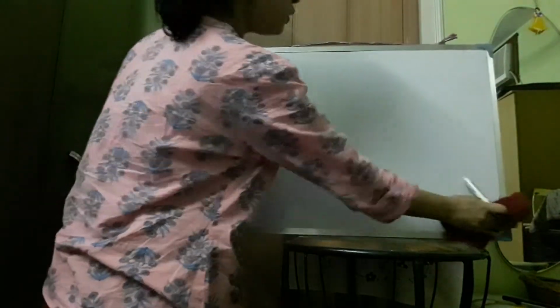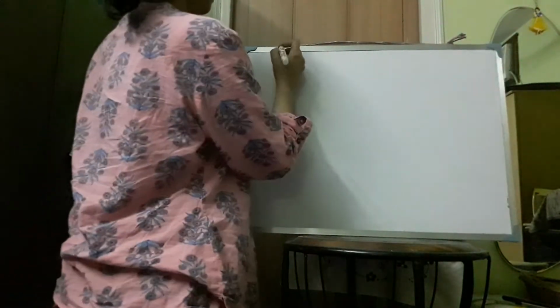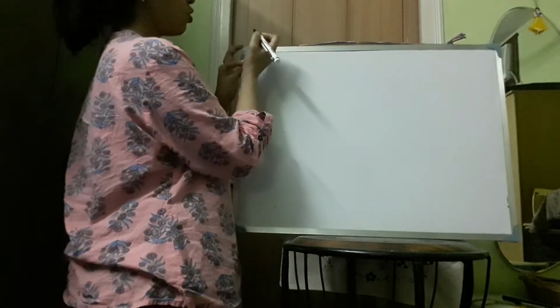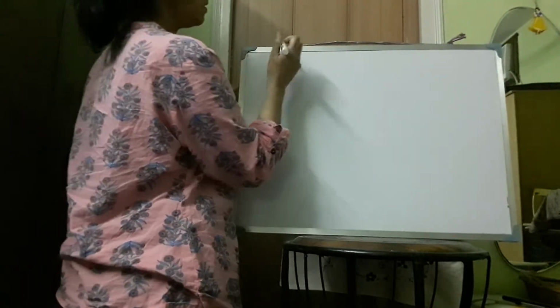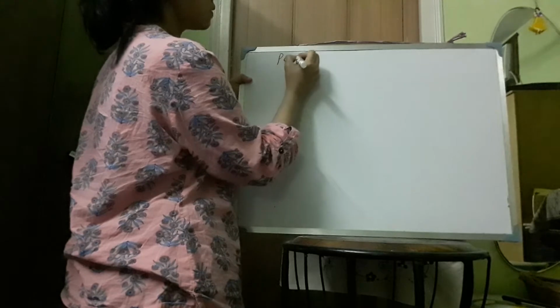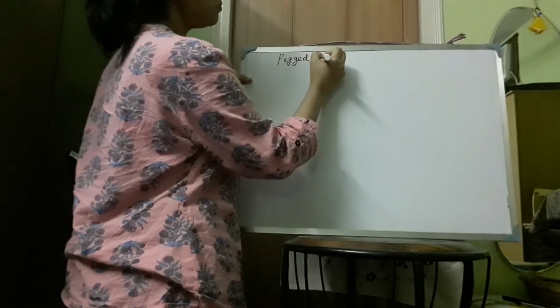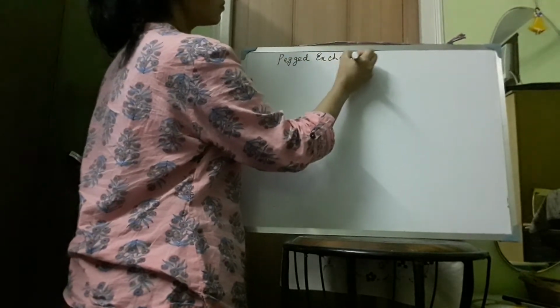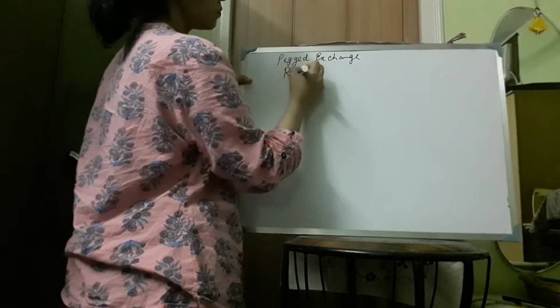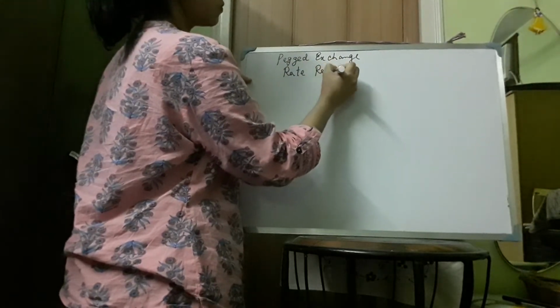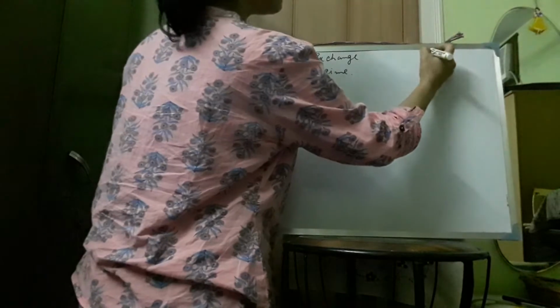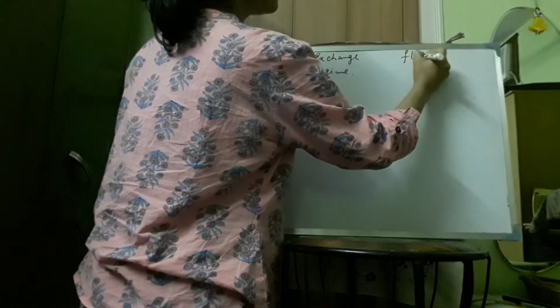Now let us consider two different regimes of exchange rate. So two different exchange rate regimes. One regime is called the pegged exchange rate regime, and the other one is called the floating exchange rate regime.